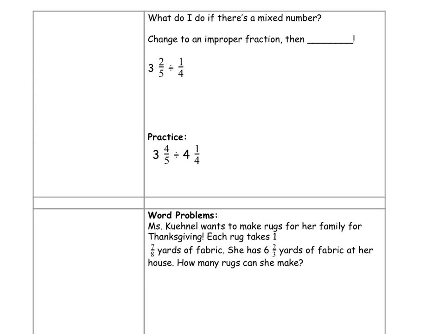So this time we are going to focus on what to do if there's a mixed number. Don't panic. All we're doing is changing to an improper fraction, then keep, change, flip. So let's turn this into an improper fraction.